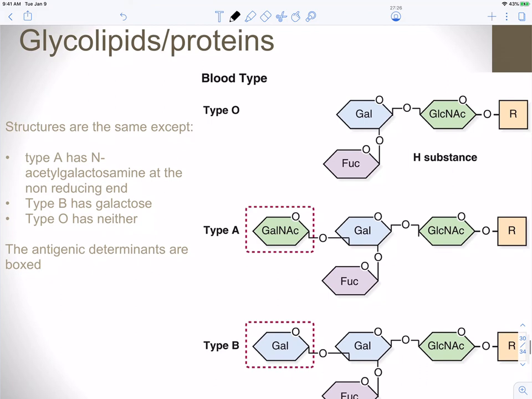So here are our glycolipids that are attached to our proteins. Our proteins are simply shown here as R. And so you have a common structure for all three of our blood types. We have type O, which has an N-acetylglucosamine with a galactose and a fucose. And that you can see is common throughout all of the different blood types.